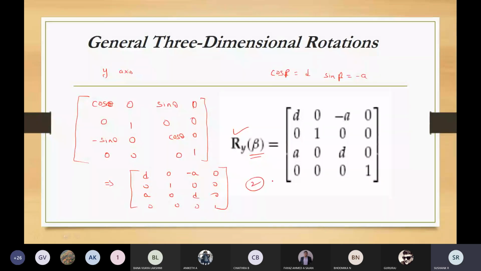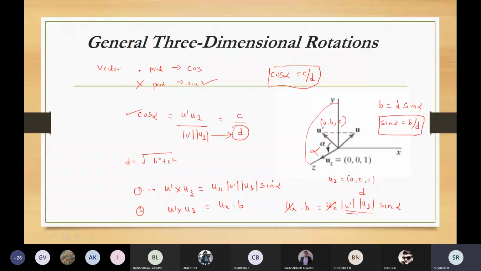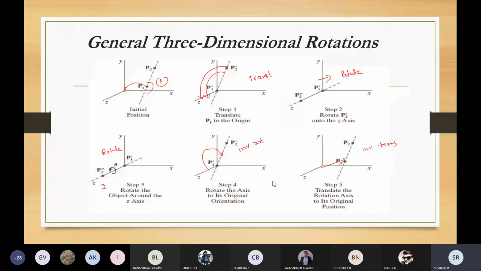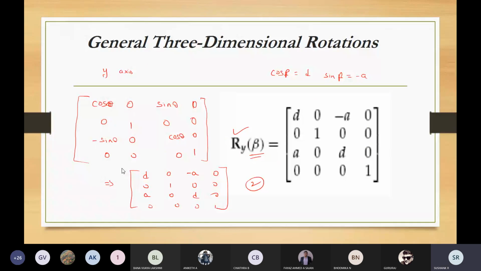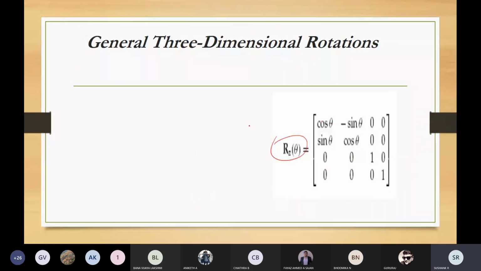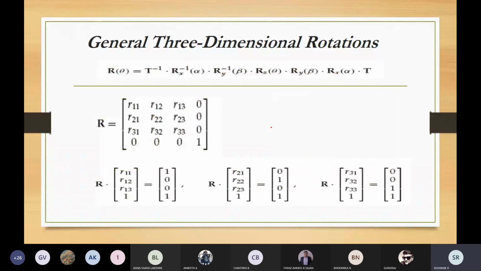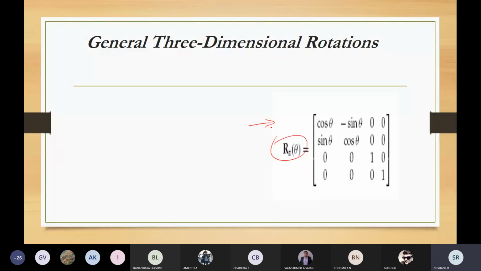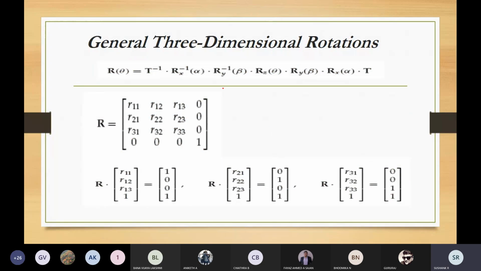The third step was rotation about the z-axis, which is given by Rz of theta. After that we perform the inverse rotation and inverse translation. So 5 steps are there, and all these 5 steps are summarized here.